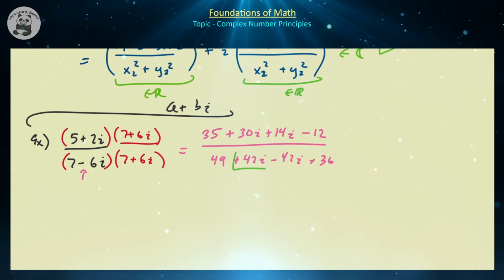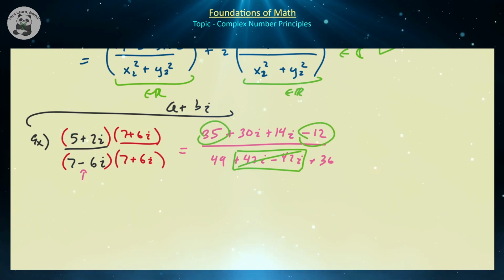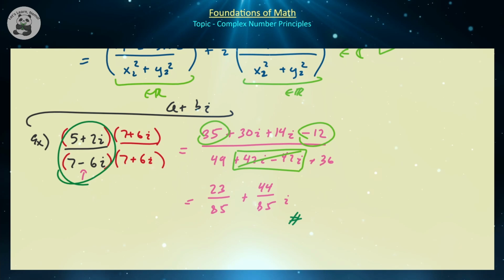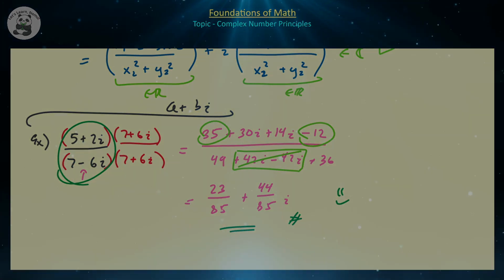So as we can clearly see, this 42i and 42i will cancel, which is actually pretty nice. And then we're going to have 35 minus 12, which is going to be equal to 23 over 49 plus 36, which is just going to be equal to 85. And then 30 plus 14, which is just going to be equal to 44 over 85i. And that would be the result of the division of those first two complex numbers written in standard form, which is actually not too bad once you get the hang of it.